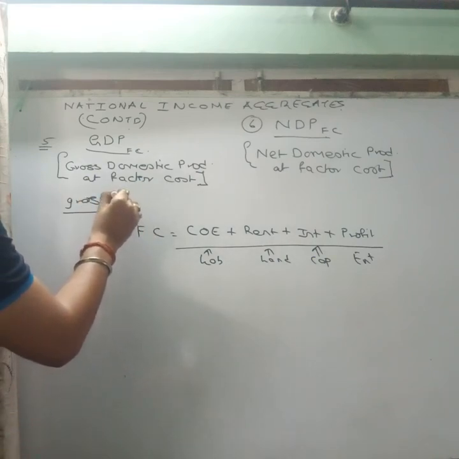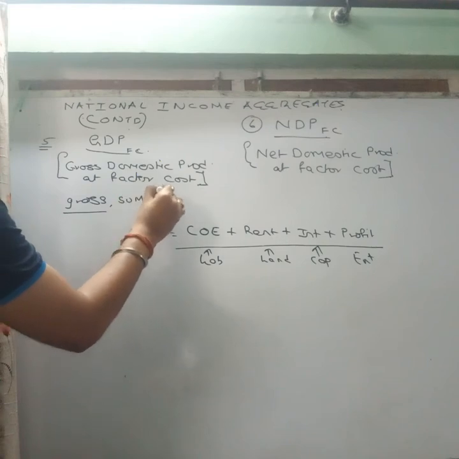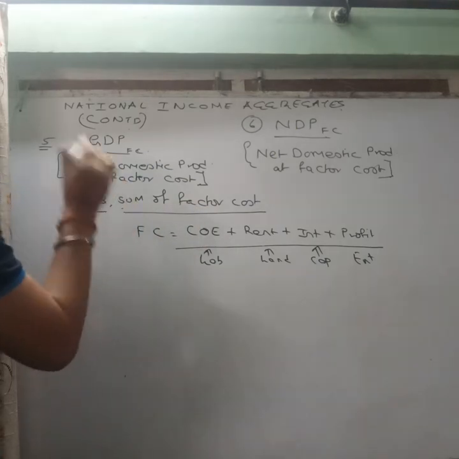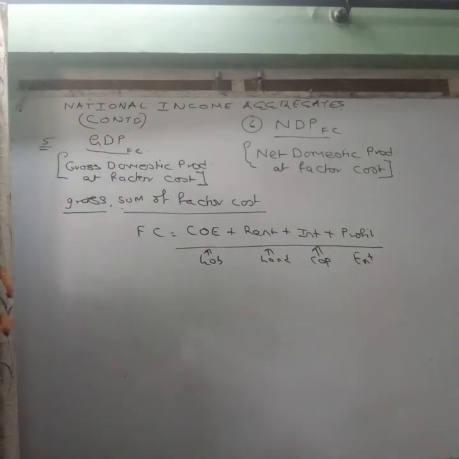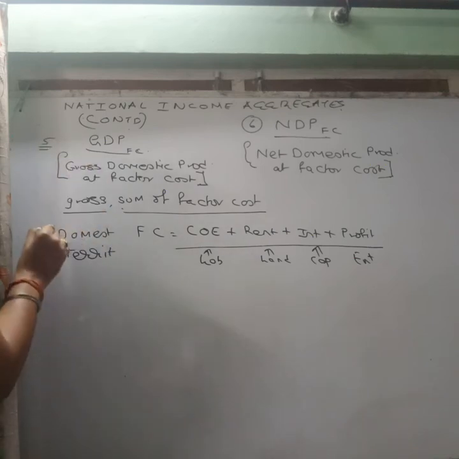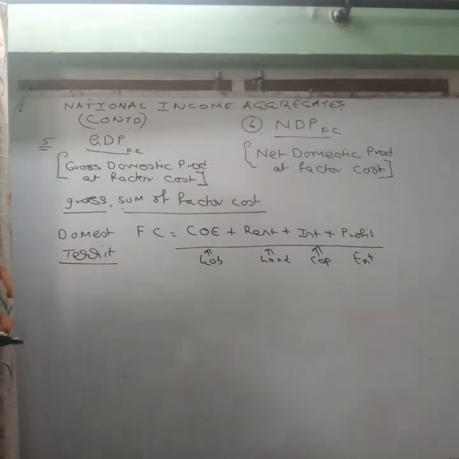In that, what we can remember is that it is the sum of the factor cost, right? Gross value of the goods represented as sum of the factor cost produced within the domestic territory of an economy. Now, when I say domestic territory, you know it, whether it is by resident or non-resident, important it is to be within domestic territory.